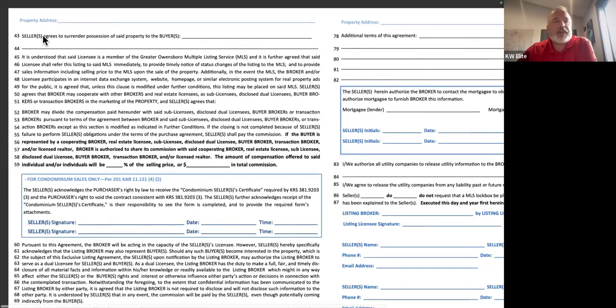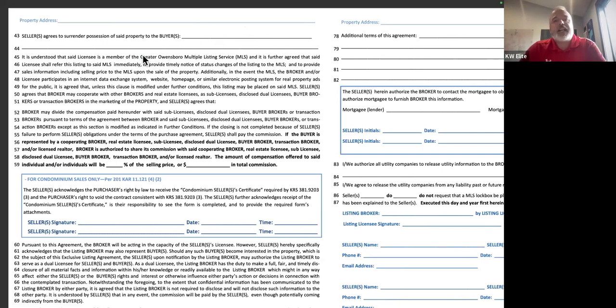Next is line 43. Sellers agree to surrender possession of said property to buyers. Negotiable. Just put negotiable. Even if it's a vacant home and they get it at closing, put negotiable because it always comes down to the offer. All right, so just a quick, easy thing. Just make sure you put negotiable on that line.